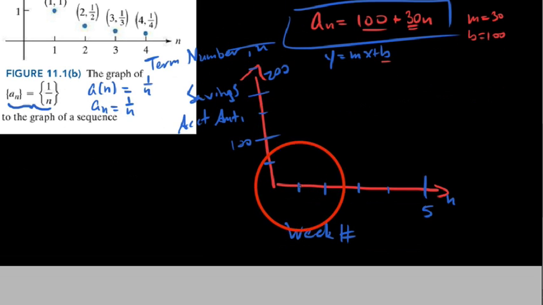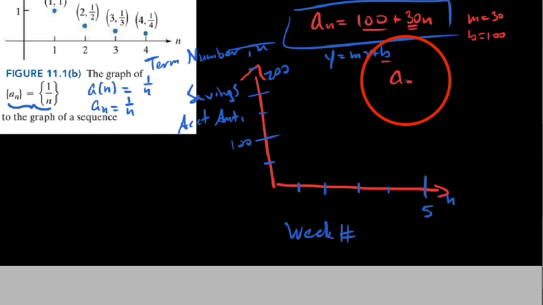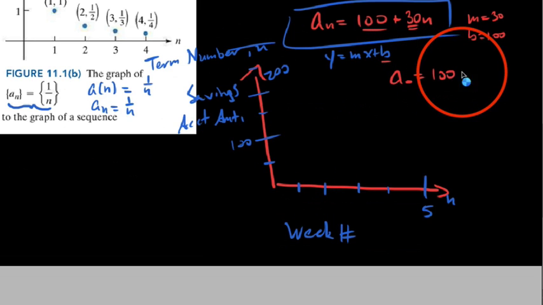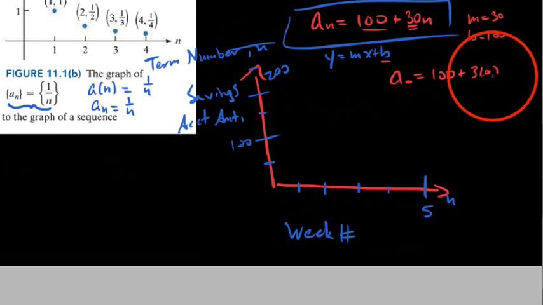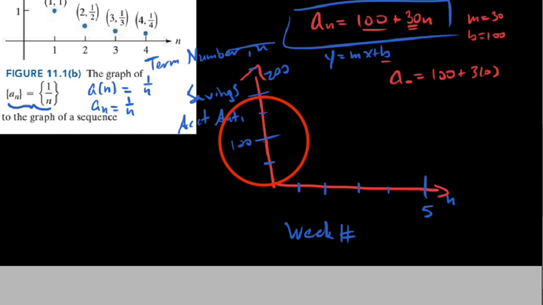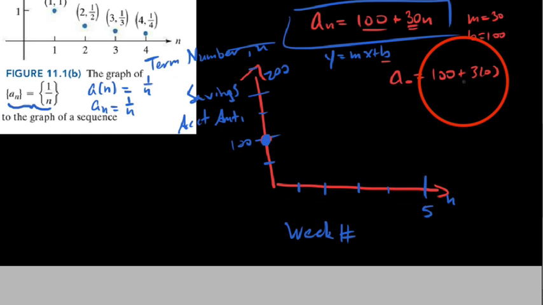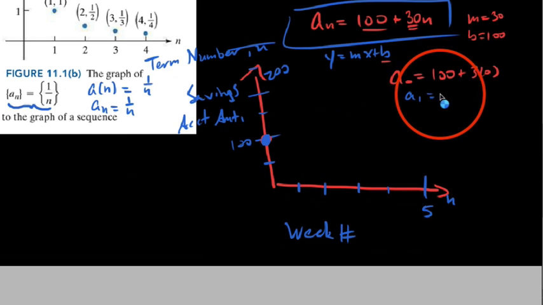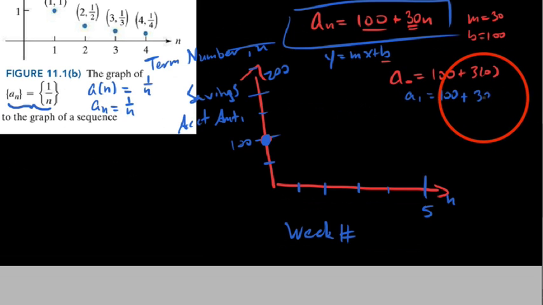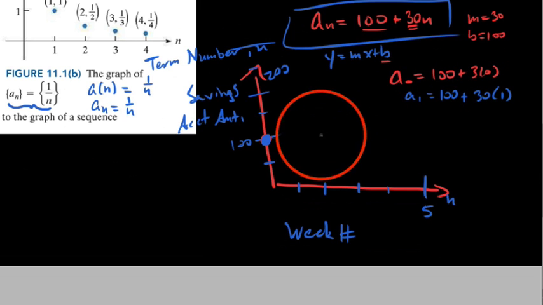But we'd say that at week 0, what is a sub 0? You plug in the 0 here. We get 30 times 0 here. We get 100. So our first data point is going to be at 0, comma 100. And then as we go to the right here, we plug in a 1. You could see that what's going to happen here is we're going to get 100 plus 30 times 1, which is 100 plus 30 and 130.